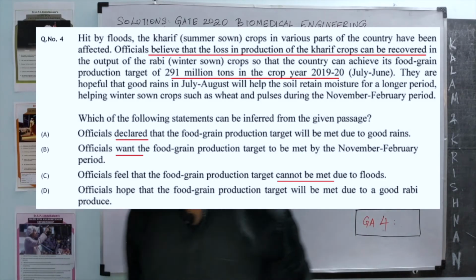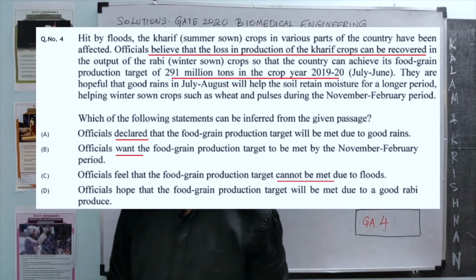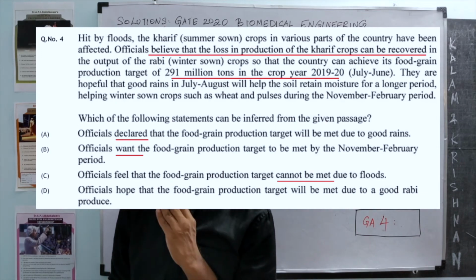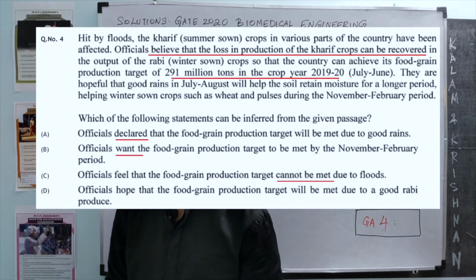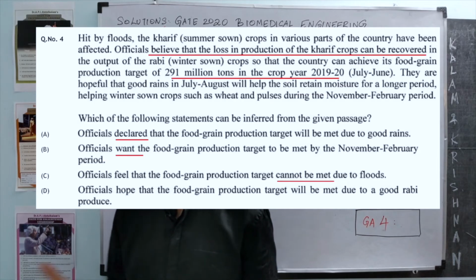Okay, given this, which of the following statements can be inferred from the given passage? The officials declared that... the officials believe something and they are hopeful of something, so they don't declare. Option A is not the correct answer. Officials want the food grain production target to be met by November-February period. So they are talking about some natural event, right? Officials can want it, but they cannot really demand it from the nature. Want doesn't fit the text.